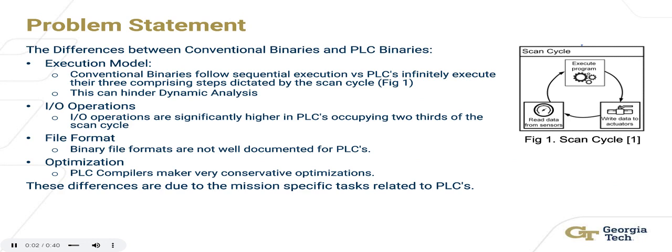The differences between conventional binaries and PLC binaries. The execution model. Conventional binaries follow sequential execution, whereas PLCs infinitely execute their three comprising steps dictated by the scan cycle, shown in Figure 1. This can hinder dynamic analysis.